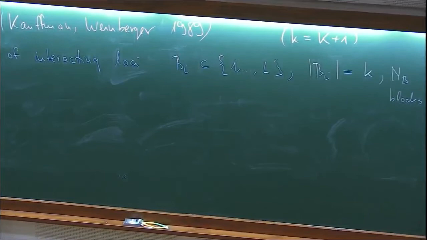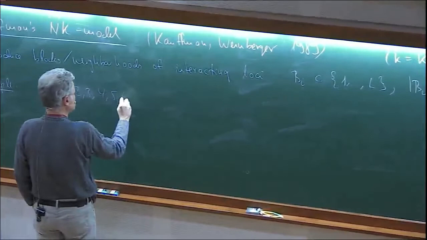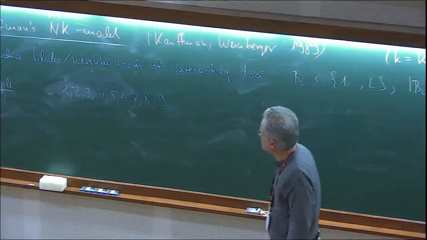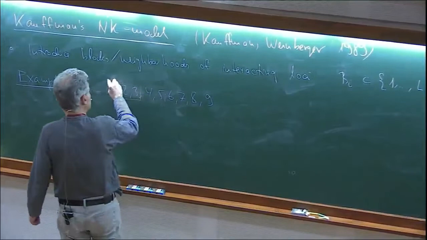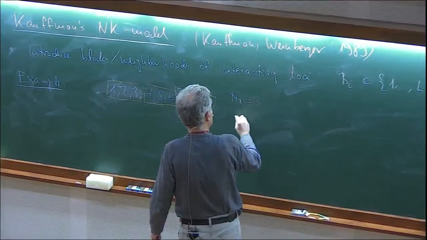So let's say I have nine loci. Okay, so I can just subdivide them into three pieces. So I say this is a block, and this is a block, and this is a block, right? So this would correspond to three blocks. So NB is equal to three, and K is equal to three.